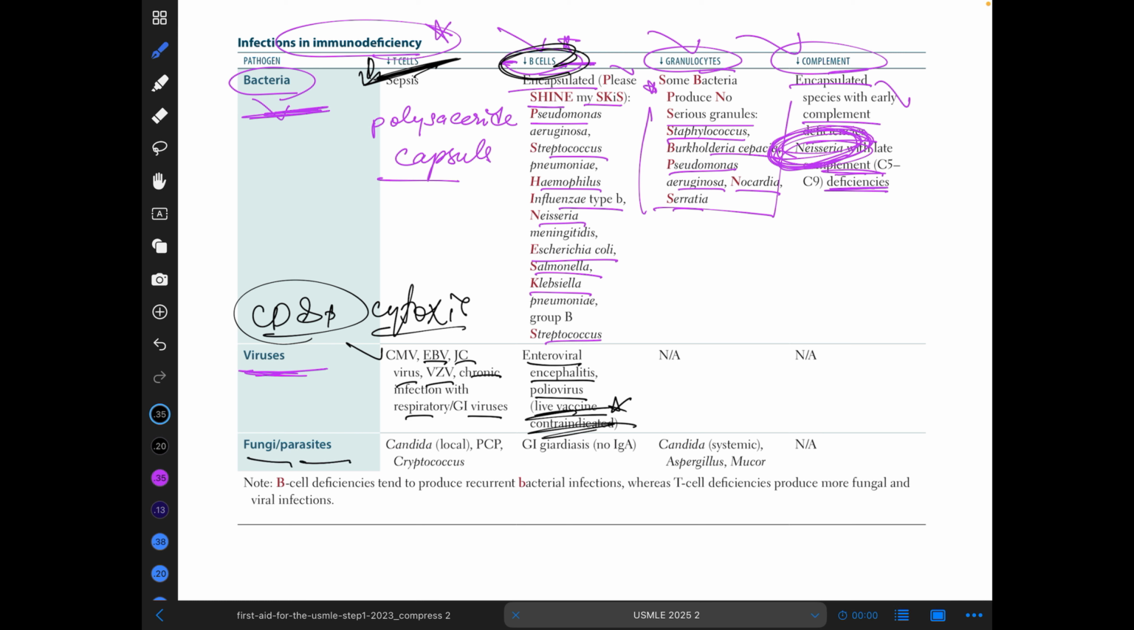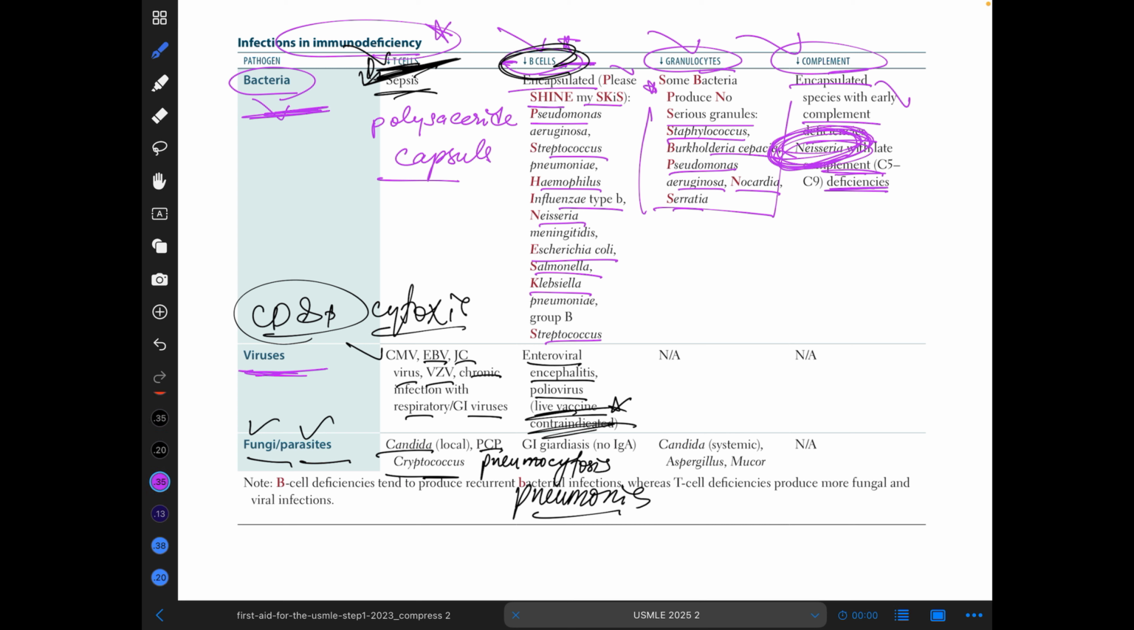And for fungi and parasites, both T cells and B cells matter, but mainly a decrease in T cells causes recurrent infection of fungi and parasites. Candida, and PCP. PCP stands for Pneumocystis pneumonia, which is a lung infection caused by the fungus Pneumocystis jirovecii. Then there is Cryptococcus. They mostly happen due to decreased T cells.